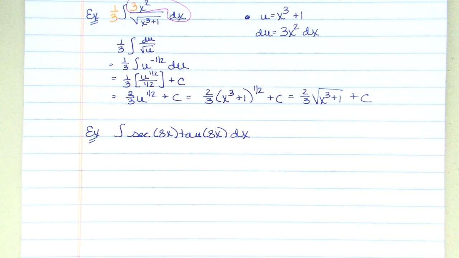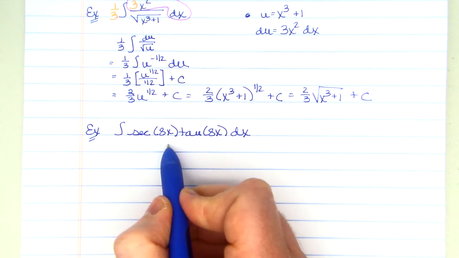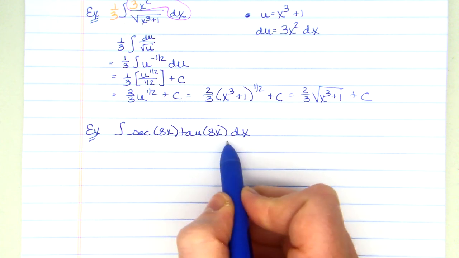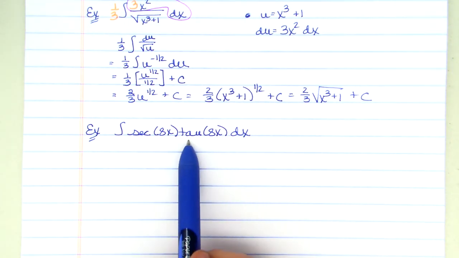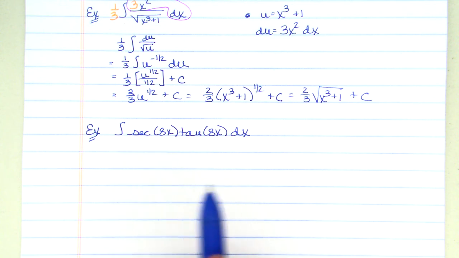I try u is the secant of 8x. I know the derivative of secant is secant tangent. That's not going to help because I don't have another secant in there. If I make my u the tangent thing, its derivative is secant squared. I don't have a secant squared.